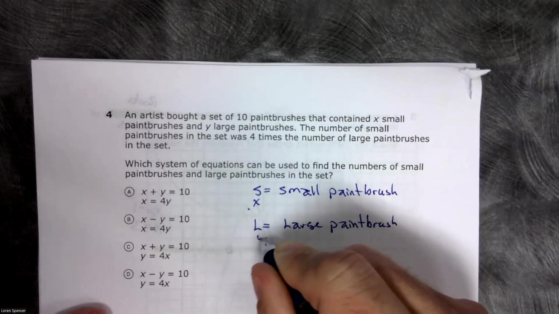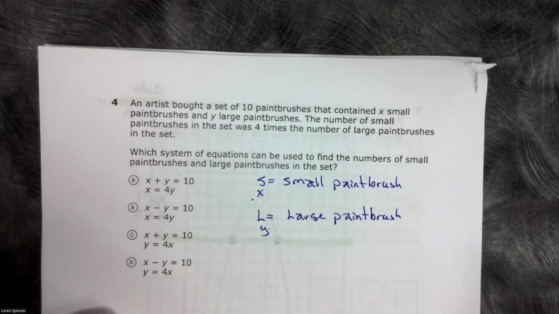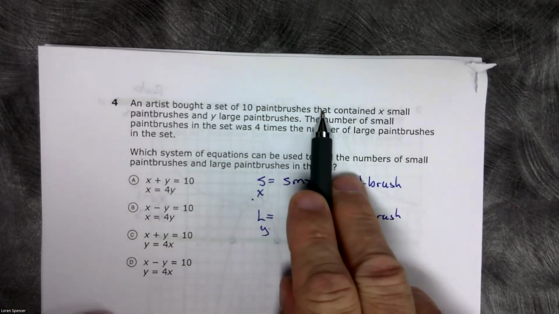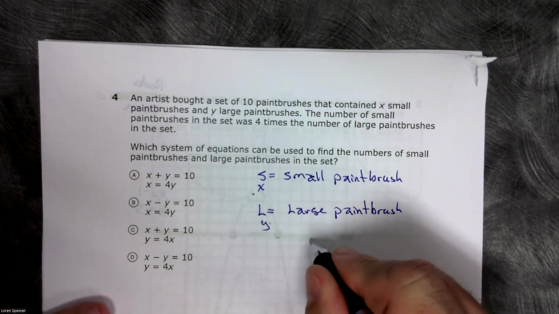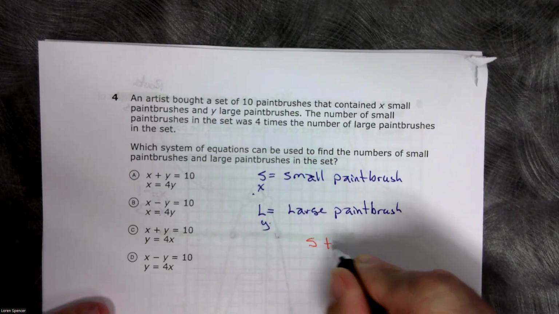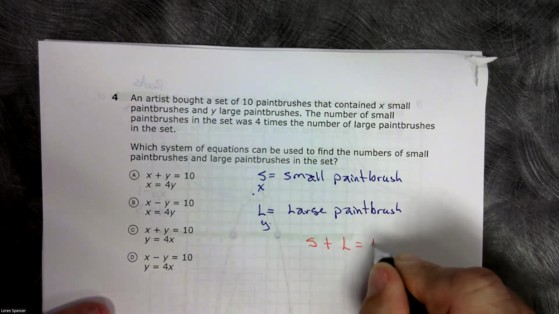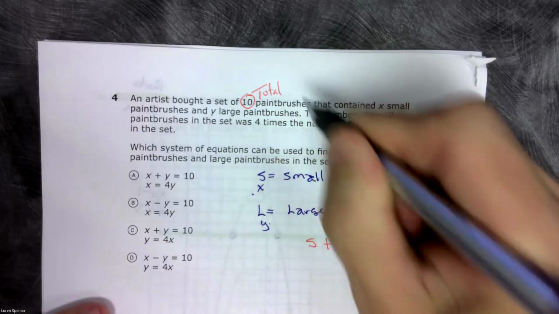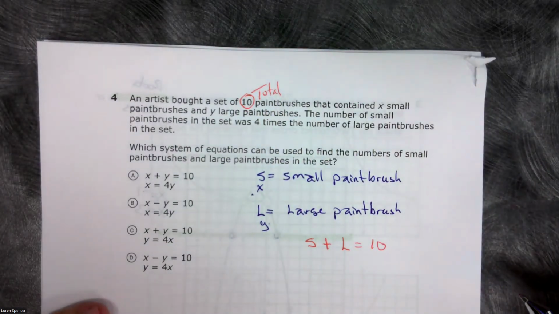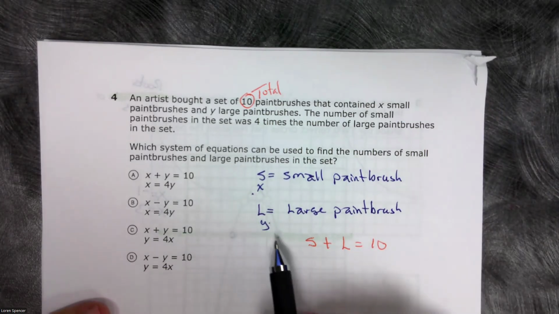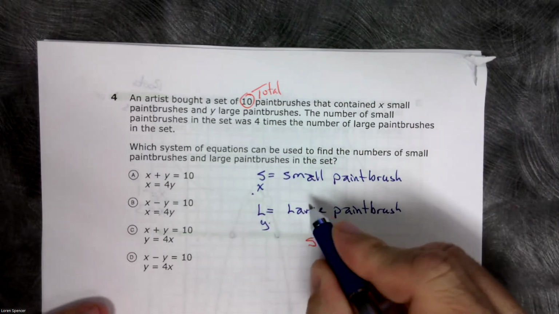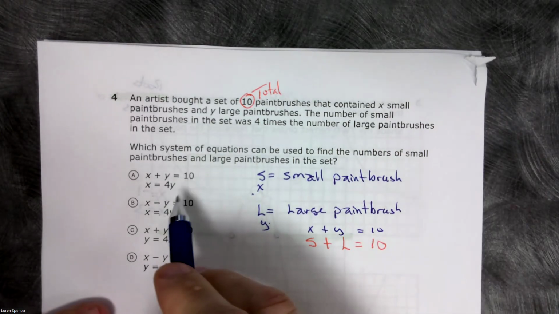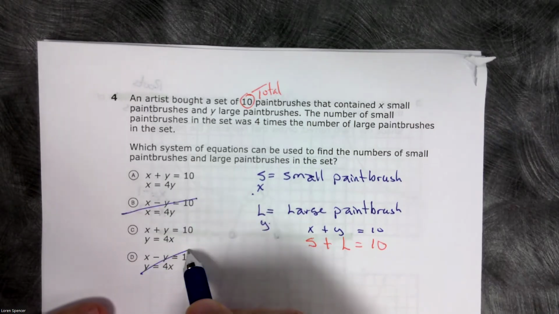Now, they told us that Y is the large. Okay? Well, an artist bought a set of 10 paintbrushes. So that means when we bought them, we had S, the small paintbrushes, plus the large paintbrushes, equals a total of 10, because this right here represents the total. Now, we know it's going to be S plus L, but we said, oh, wait a second. That's X plus Y equals 10. Well, guess what? That gets rid of that one, and that gets rid of that one.